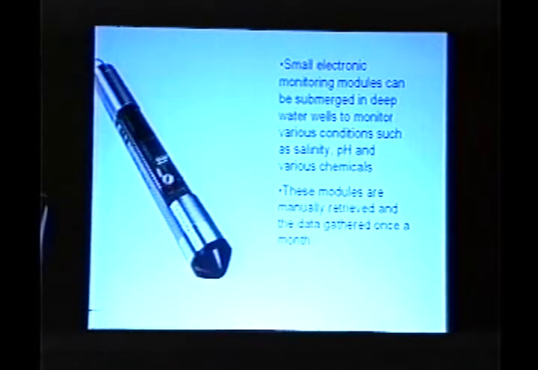These modules sense certain things such as salinity, pH, and a few simple chemicals. Then the modules are manually pulled to the surface and the data gathered once a month manually on a laptop computer. They also have small electronic monitors that are submerged deep in aquifers. These are 300 meters to 400 meters deep and follow the same process.